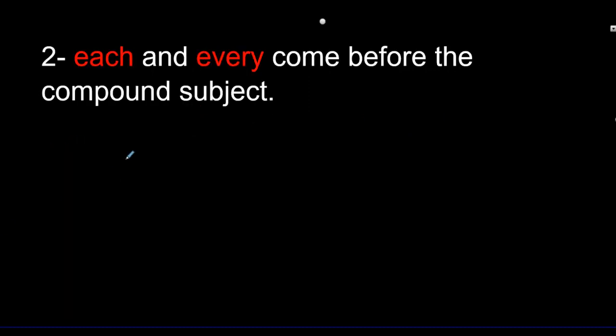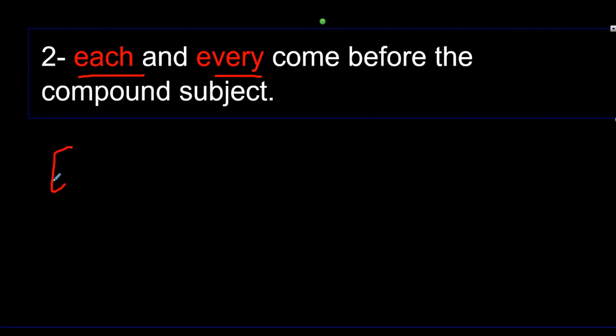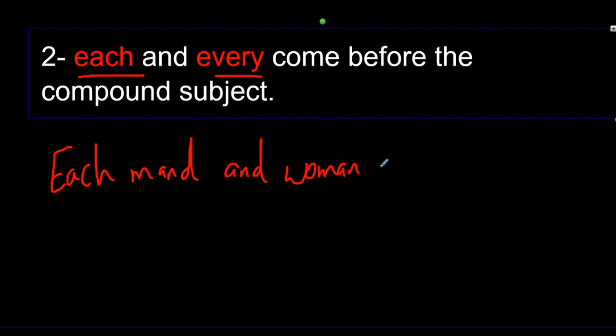The second exception is that if I use each or every before the compound subject, then each part of the compound subject is referred to individually. For example, if I said each man and woman is going to the convention.